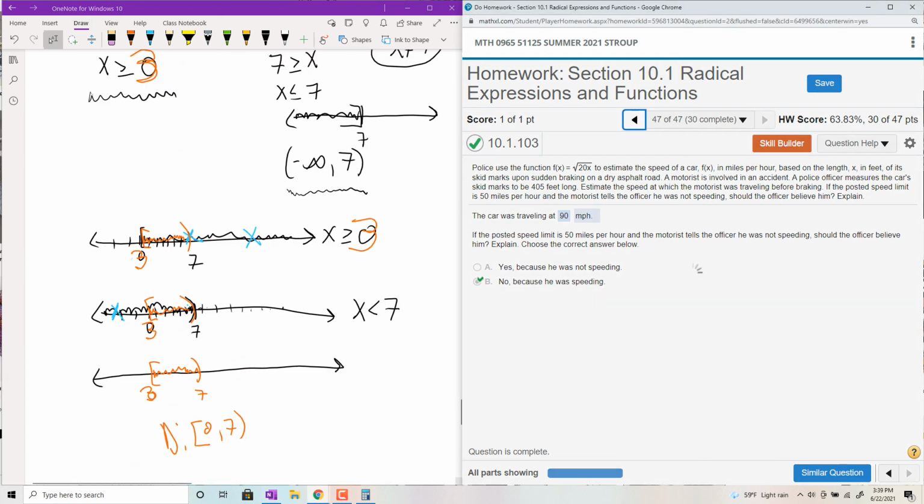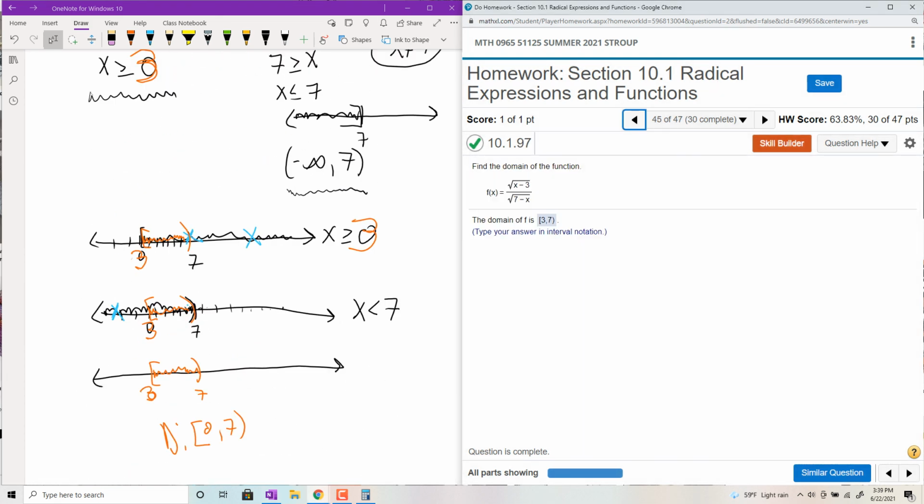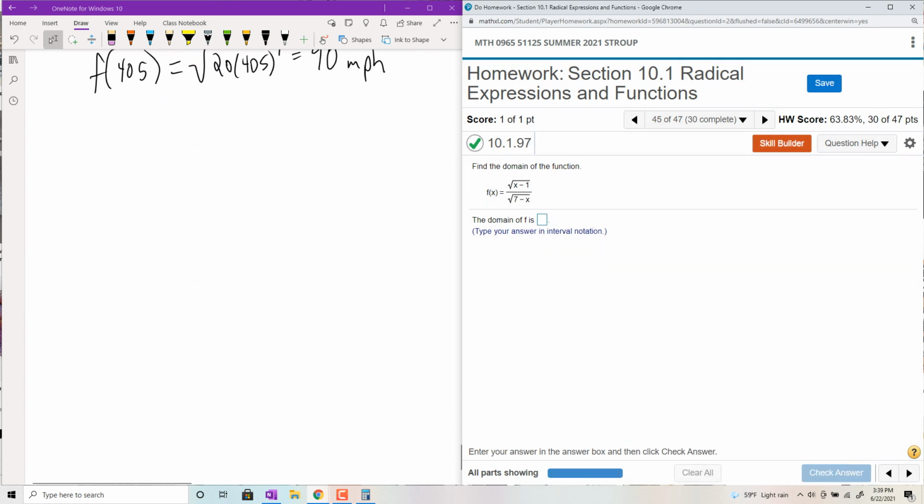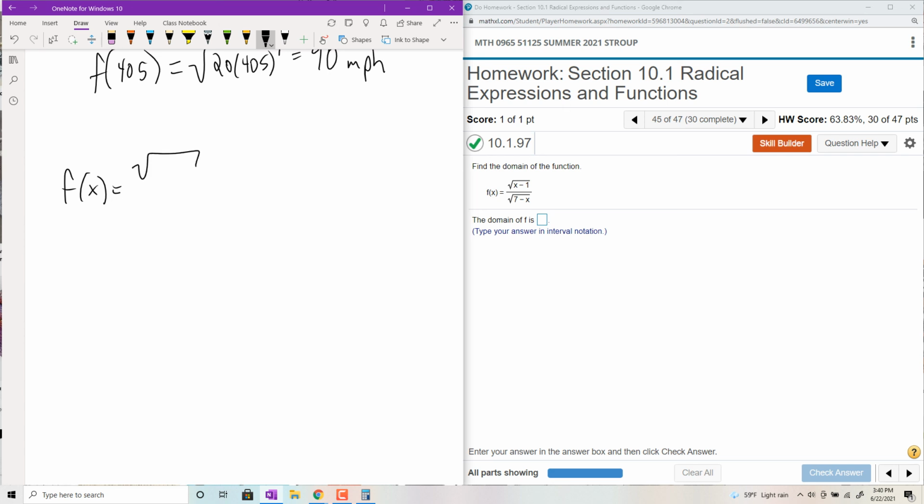Let me go back and do another one of these domain problems. I feel like I butchered it. It was this one, so I'll do a similar question for us. This time I have f of x equals the square root of x minus 1 all over the square root of 7 minus x. So first I need to make sure the x minus 1 in the root in the numerator is greater than or equal to 0. So I need to make sure x is greater than or equal to 1.